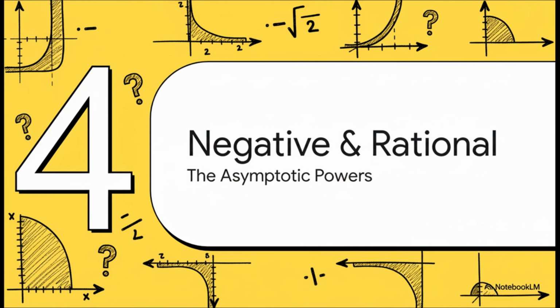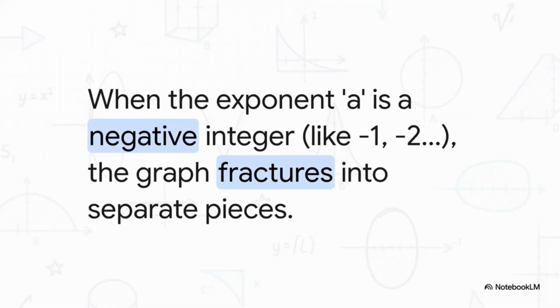Okay, so we've seen what positive whole numbers can do, but what happens when our little shapeshifter a gets weird? Like, what if it goes negative, or what if it becomes a fraction? Well, this is where the graphs start to break apart and bend in some really new and unexpected ways. So when a becomes a negative integer, like -1 or -2, something dramatic happens. The graph literally fractures. It splits into two completely separate pieces, creating this shape we call a hyperbola.